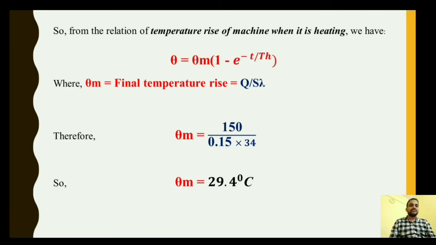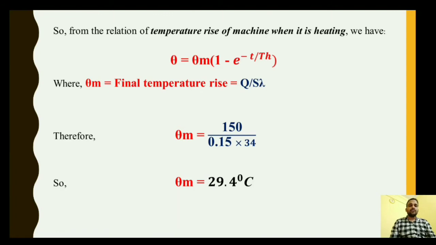Okay, that is equal to Q upon S lambda, where theta m is nothing but the final temperature rise. So we have to calculate the final temperature rise theta m quantity. That formula can be given as theta m equals Q upon S lambda, where Q is the heat dissipation, S is the surface area, and lambda is the specific heat dissipation.